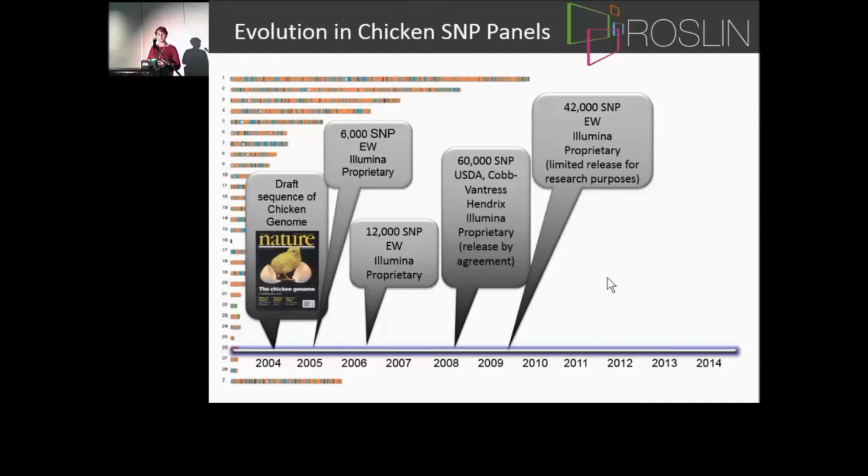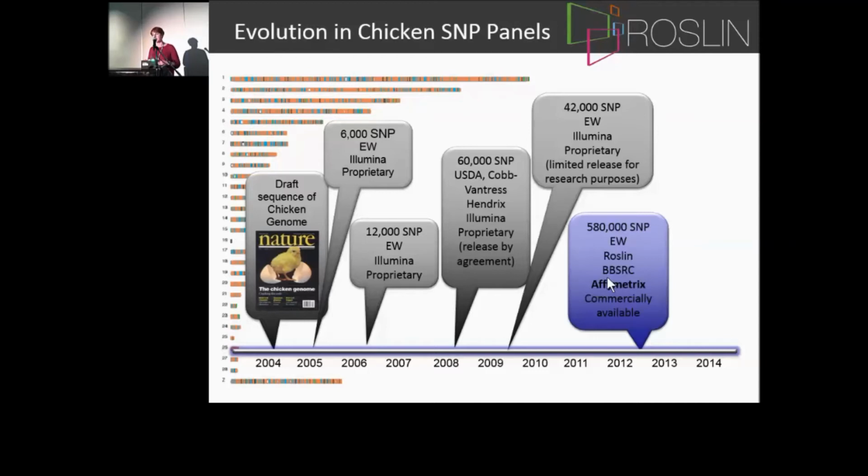There were a number of proprietary chips that were developed, but these were fairly expensive, and because of the cost associated with developing them, there were always questions about whether they were actually providing all the information that was required to capture genomic information and predict genomic breeding values. So at this meeting in 2009, we started along the road to develop a commercially available high-density chip panel. And in 2012, that was released.